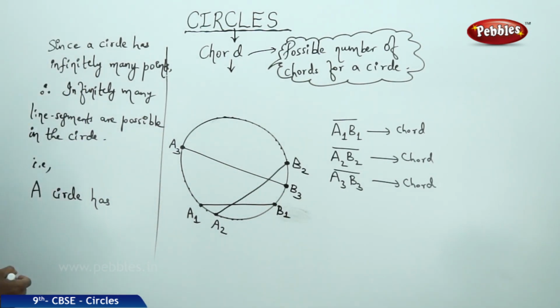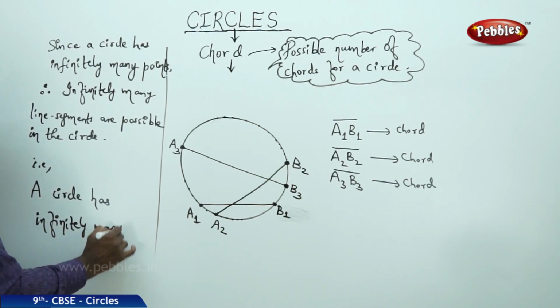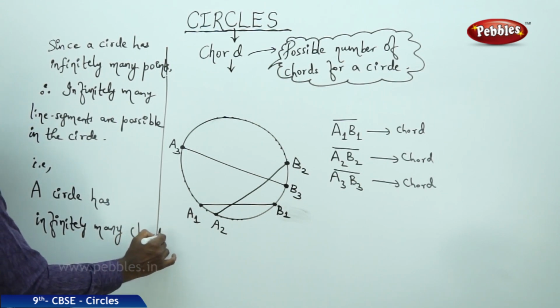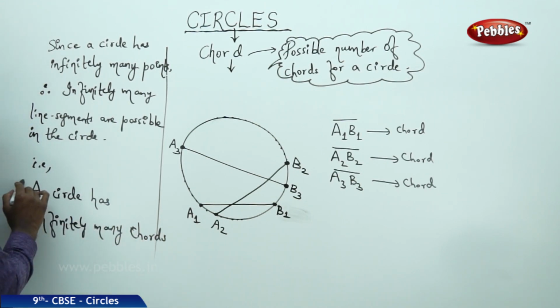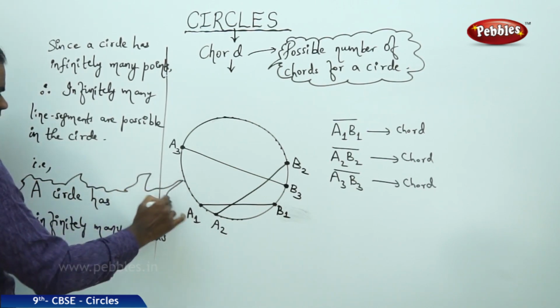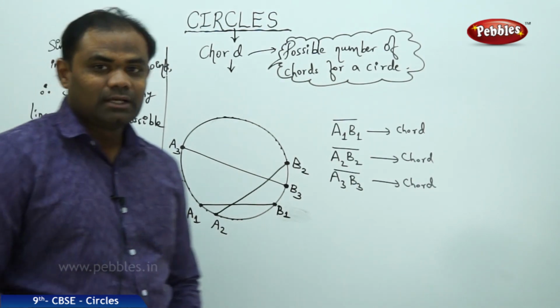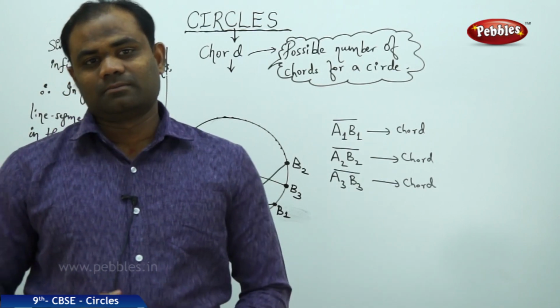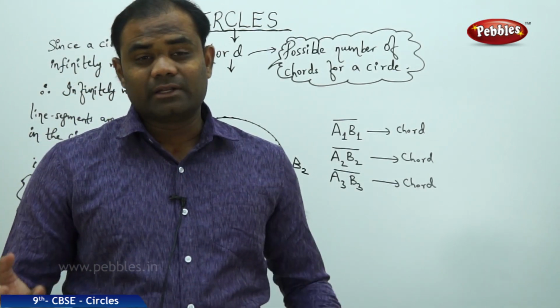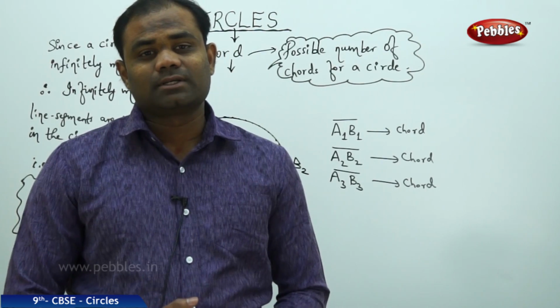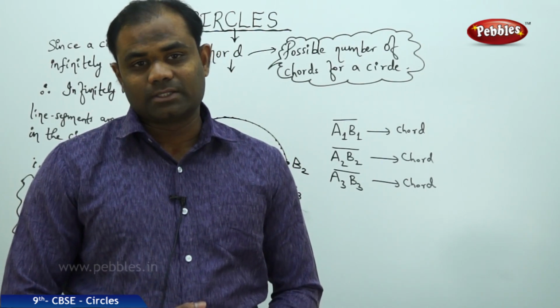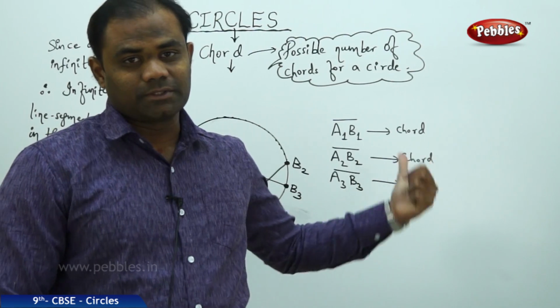Therefore, a circle has infinitely many chords. This is how I understand a circle and its chords. A circle has a countless number of chords, is how I understand it through the session's investigation.